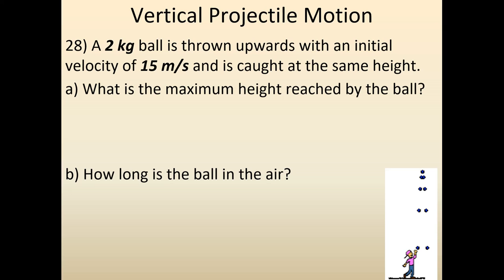All right, so for part A, it wants to know the maximum height reached by the ball. So like I said, we know that the velocity at that point is going to be zero. So I'm going to state that wherever it started is going to be zero. I'm looking for that final height in the problem. The initial velocity is a positive 15 because it's being thrown upwards. Again, at maximum height, the velocity ends up being zero. The acceleration is negative 10 because it's being pulled downwards. And I also don't know the time.